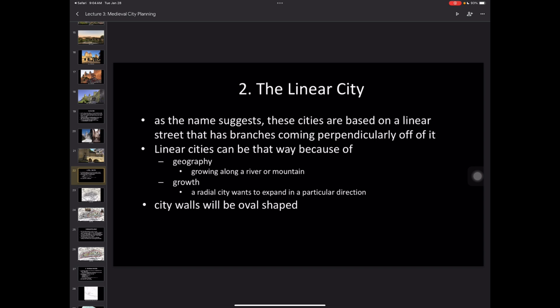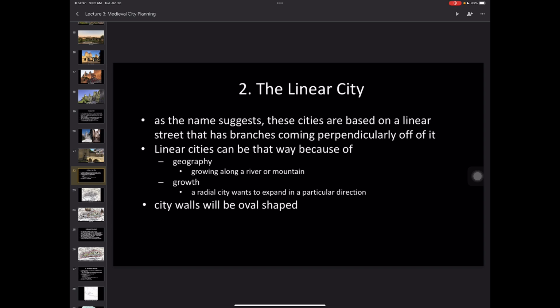Now we're gonna move on to our linear city. So as the name suggests, it is gonna have a central kind of linear road more or less, and then all the other branches are gonna be perpendicular to it, right? So instead of having a single nucleus, the nucleus is instead going to be a big line. The reason that they develop this way is because of geography sometimes.